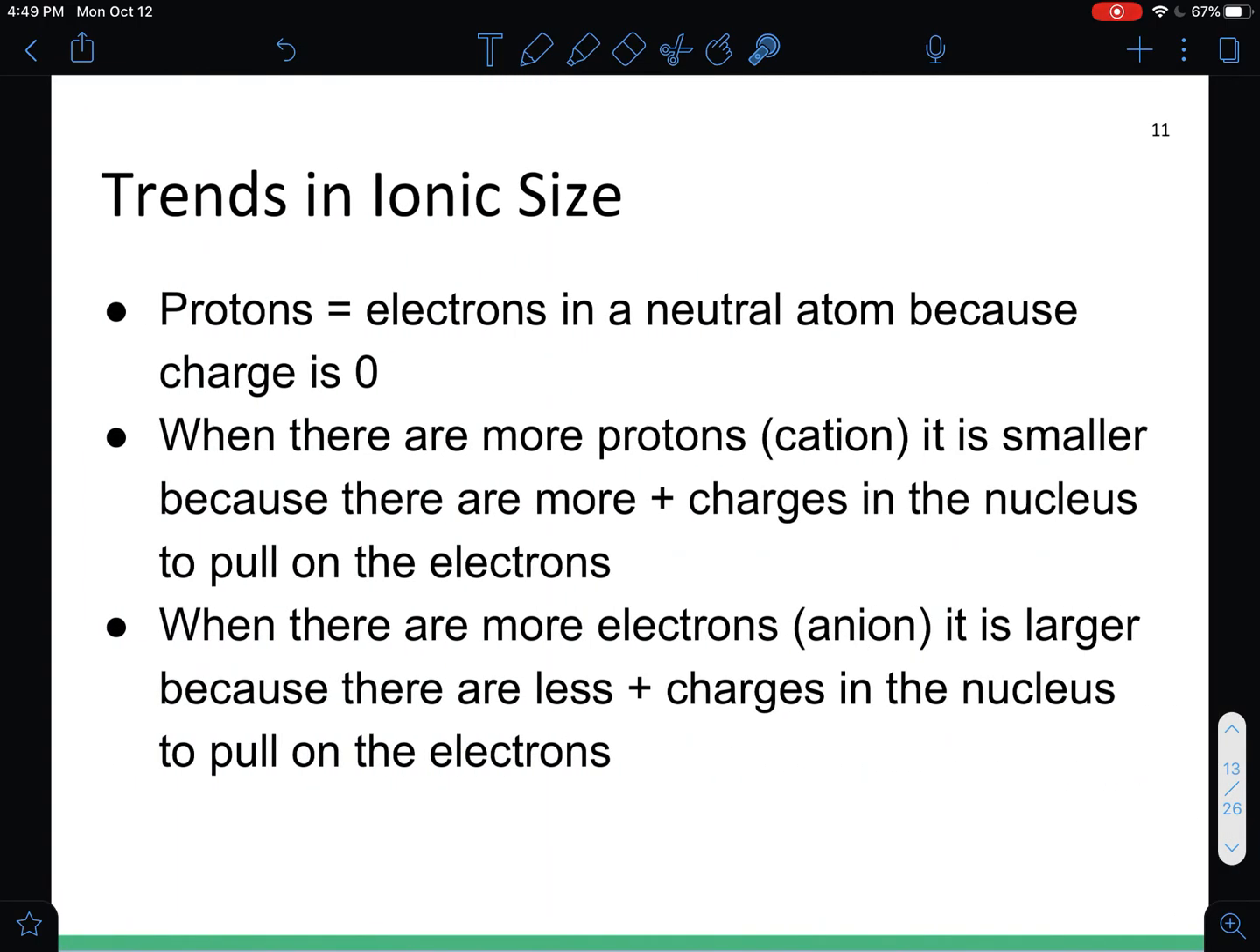The reason why is when there are more protons, a cation, it is smaller because there are more positive charges in the nucleus pulling the electrons closer. When there are more electrons, so an anion, it is larger because there is less positive charge pulling those negative electrons close to the nucleus.